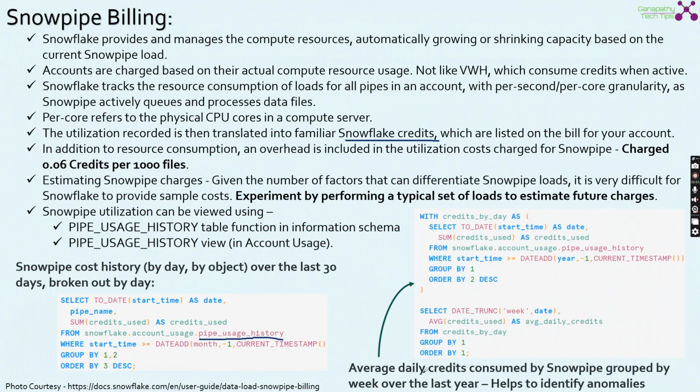This is the other one: average daily credits consumed by Snowpipe grouped by the week over the last year. Why is this needed? This is useful to identify anomalies. If you see a sudden spike in the Snowpipe usage, or a sudden drop in the Snowpipe usage, then it is an easy indication for you to understand there is a problem with the number of files or with the number of Snowpipes used over there. So these are some of the important queries which you can utilize using the pipe usage history table function or view to understand the Snowpipe credit usage.